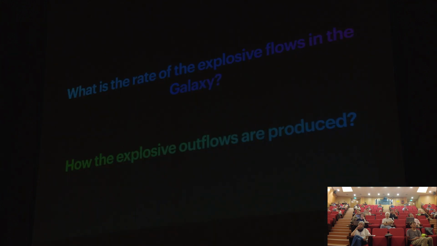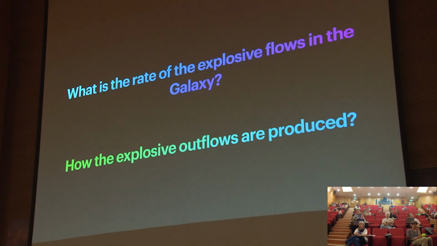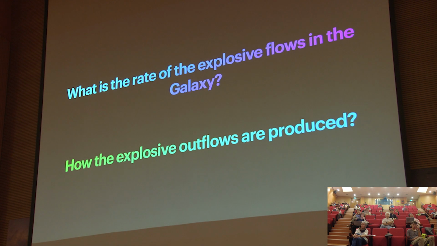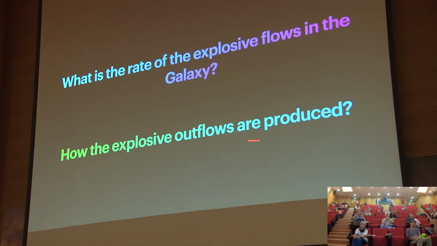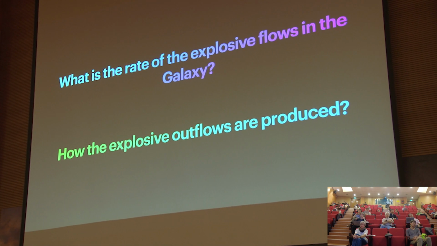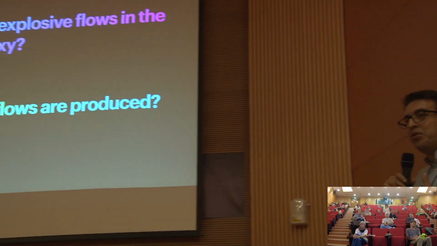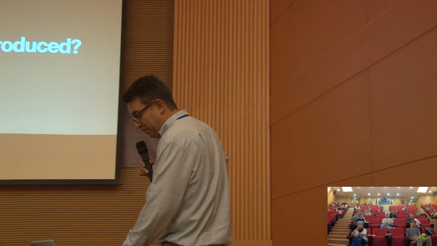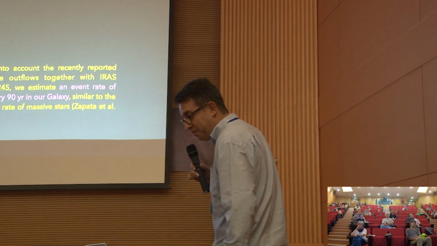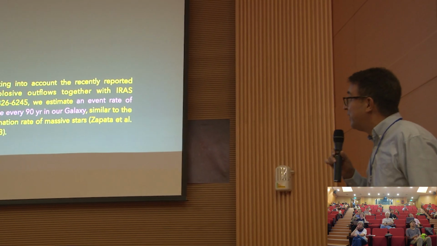And the idea now that we want to explain is that we have two problems. One is, what is the rate of explosive outflows in the galaxy? This is one of the questions that we want to start to answer. And the other thing is the nature of the explosive outflows. What is really producing these kinds of explosions in these high-mass star-forming regions? We have two questions here.